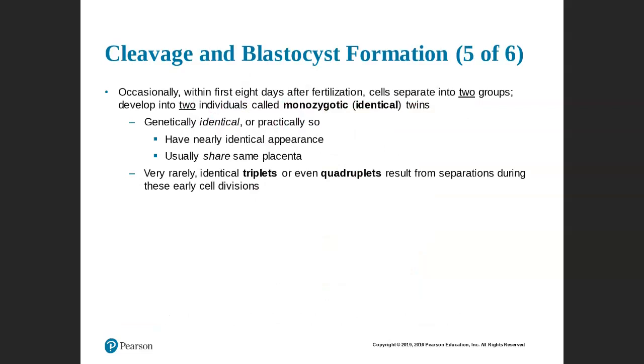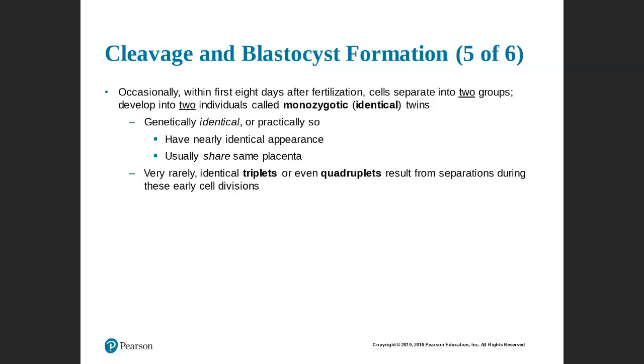So occasionally, within the first 8 days after fertilization, cells will separate into 2 groups, and they develop into 2 individuals. Those are referred to as monozygotic identical twins. That means literally single egg twins. Single egg, single sperm. And that's much more rare than fraternal non-identical twins. Fraternal twins is not a very uncommon thing to happen. But monozygotic twins only happens in less than 1% of the population.